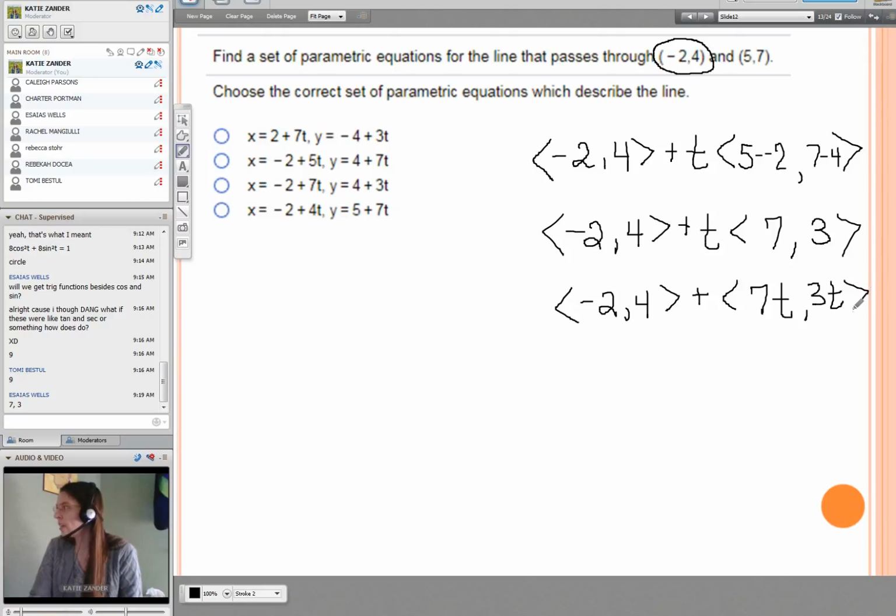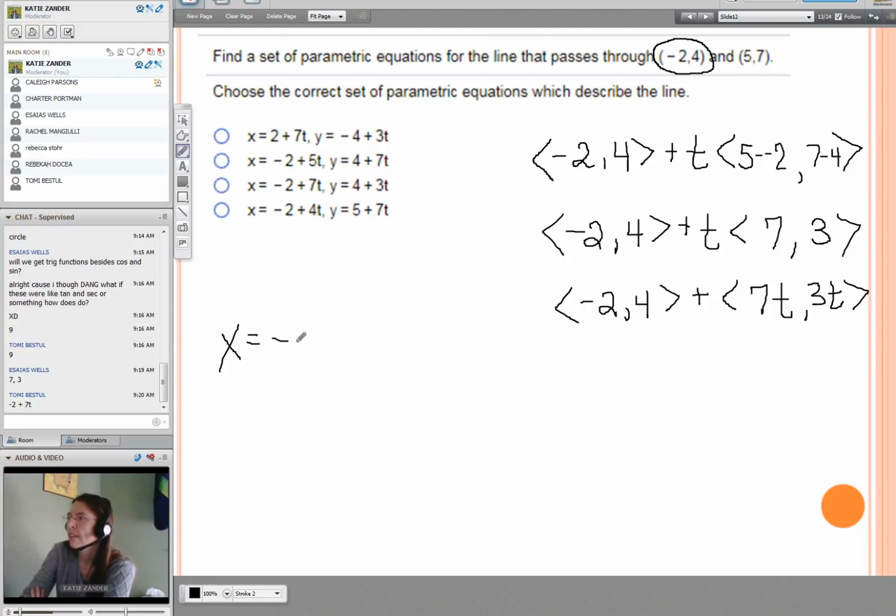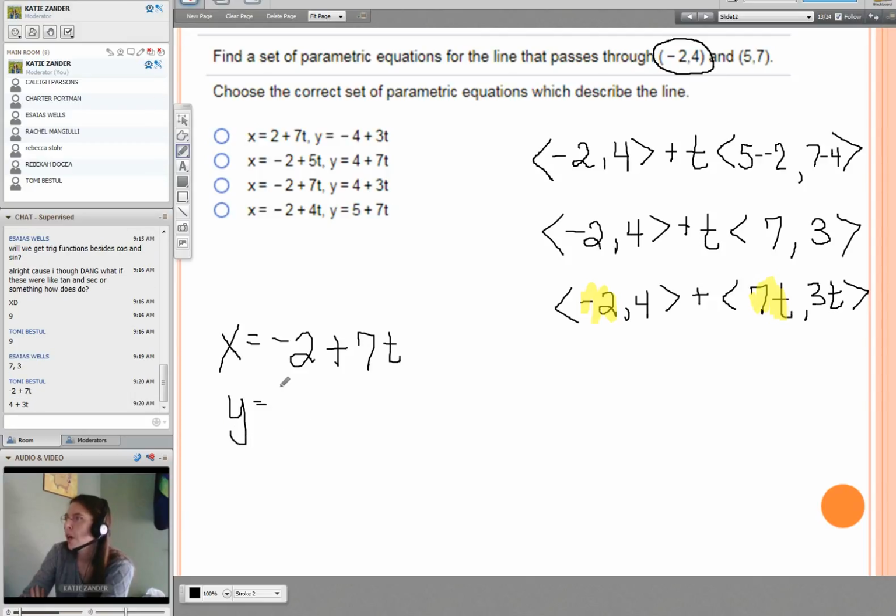And now we can create two parametric equations for this. What will the x equation equal according to our setup here? Yeah, negative 2 plus 7t. We grab those from the x position of the vectors, right? Negative 2 plus 7t. What about the y equation? 4 plus 3t. Good. And I'm going to look above, and it looks like the third choice is going to be the correct answer there. Yay!